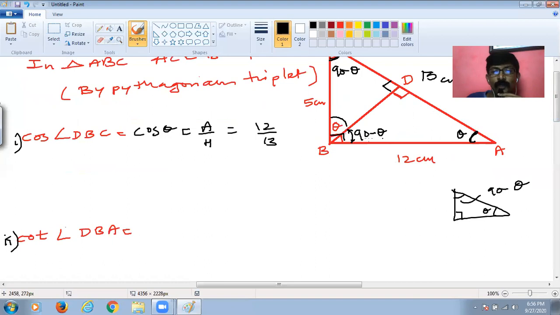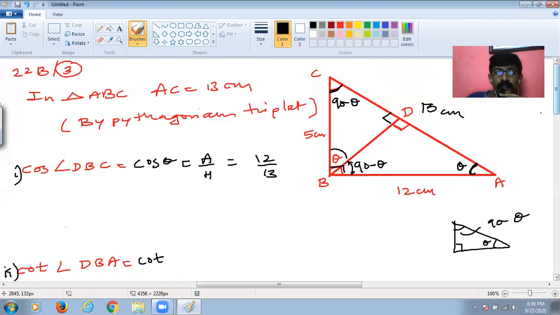DBA is what? 90 minus theta. So this will become cot. Basically DB is 90 minus theta, isn't it? 90 minus theta, so 90 minus theta is here also. That is cot C.